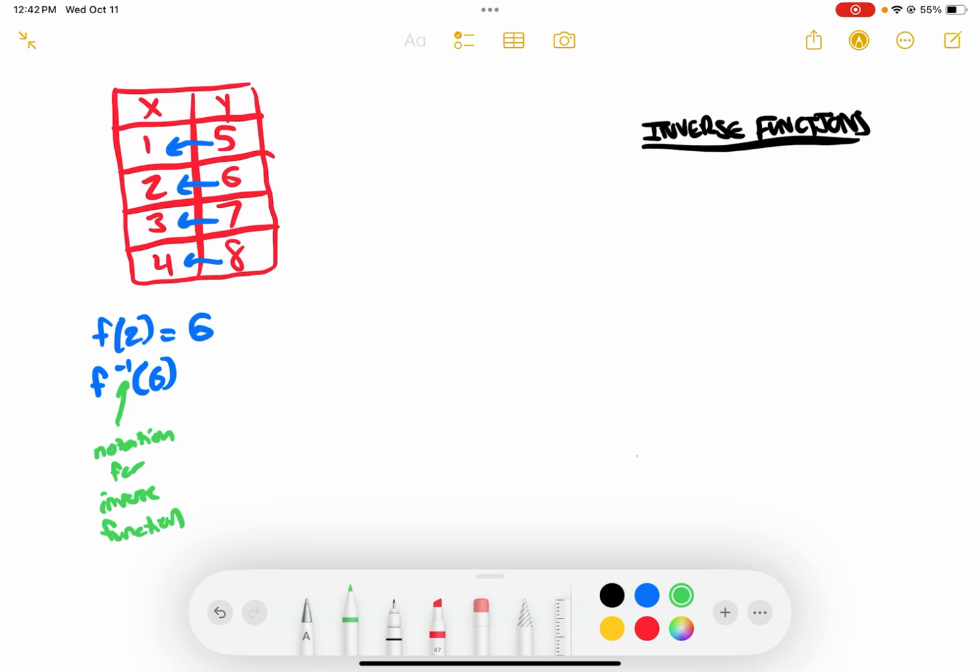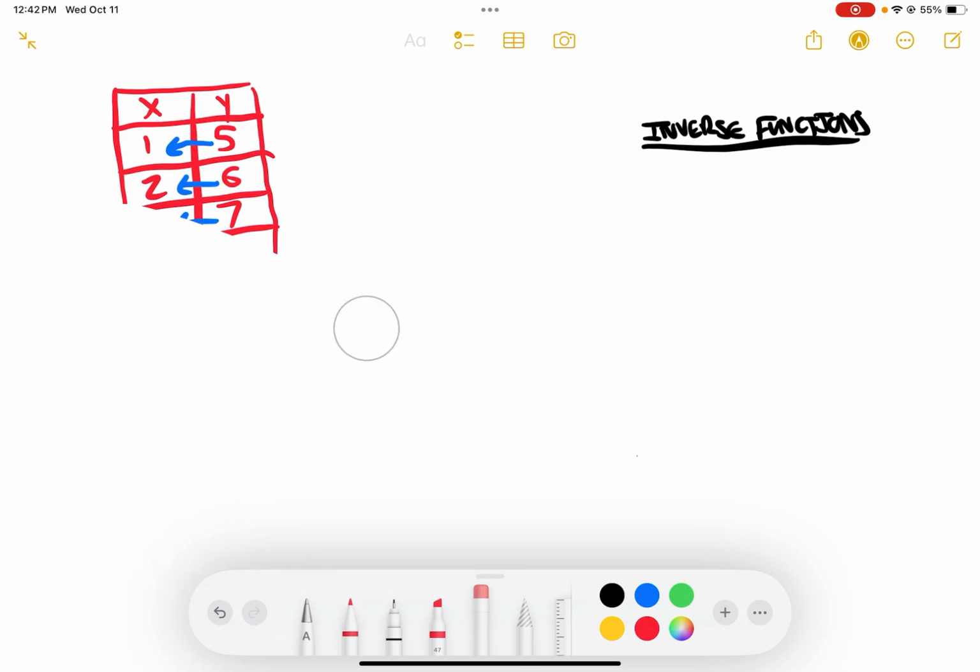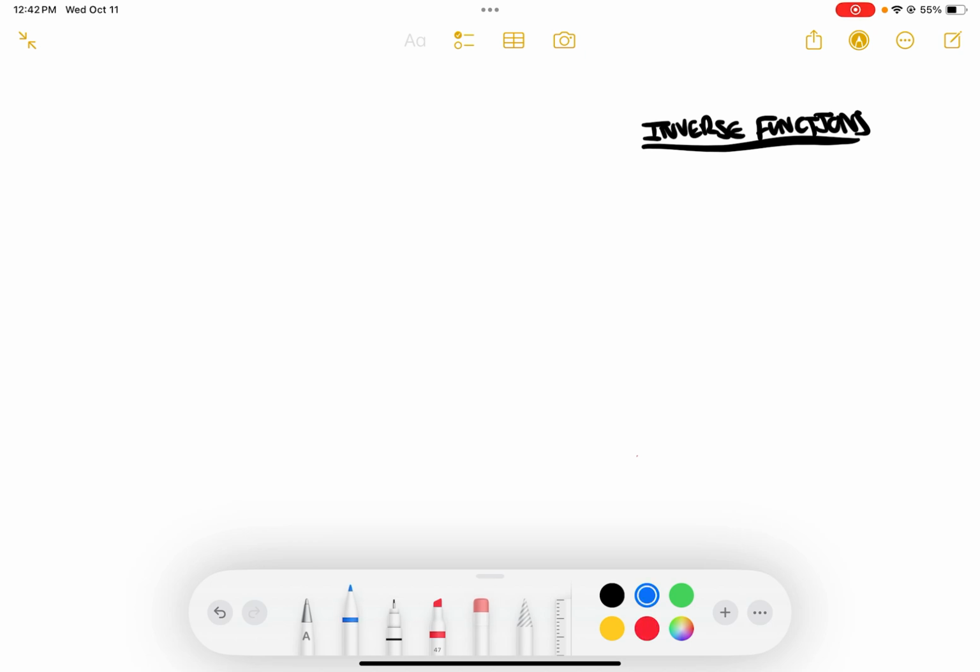If I wanted to know f inverse of 6, I'm asking the backwards question. If the output was 6, what number would I input to get that output? And that would be 2. So notice how these two are opposites of each other. The inputs become the outputs, and the outputs become the inputs. A very popular question on the Regents will give you a function such as 4x plus 5, and it will ask you to determine what the inverse function is.